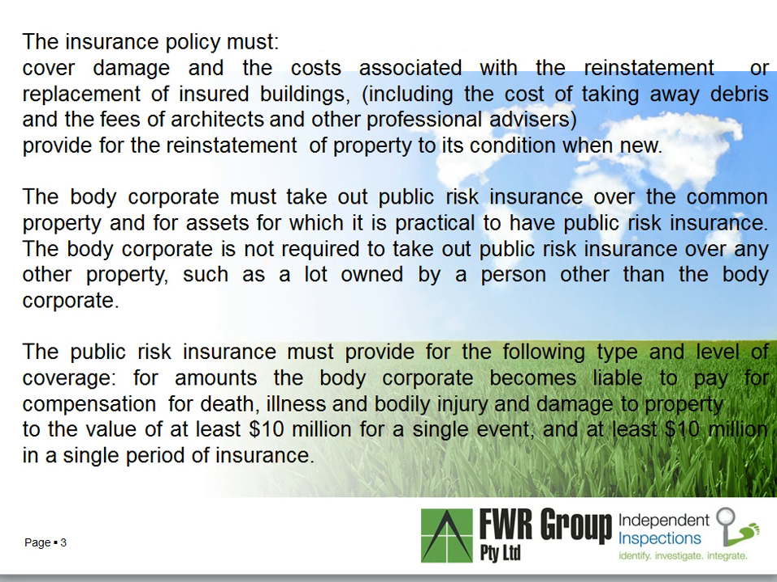So some of the items that we need to look at for the insurance policy. The insurance policy must cover damage and costs associated with the reinstatement of the building. So that's removal of debris, professional fees, council fees. There's about 5 or 6 items that need to be done in there, so we need to keep an eye on that. Also, the body corporate must take out public risk insurance over the common property for its assets to reduce its risk to the body corporate.